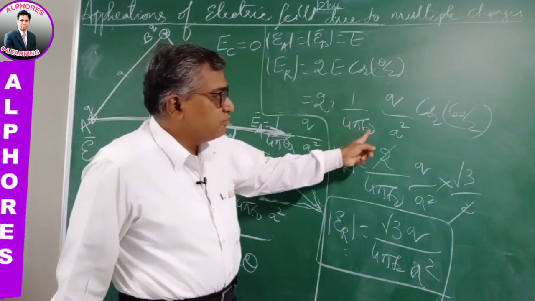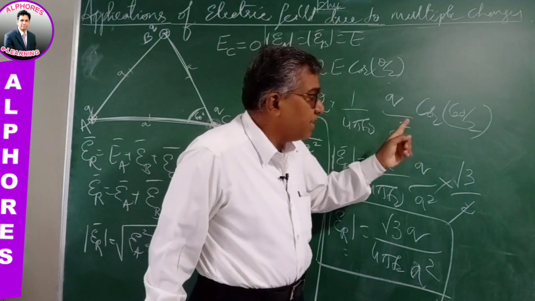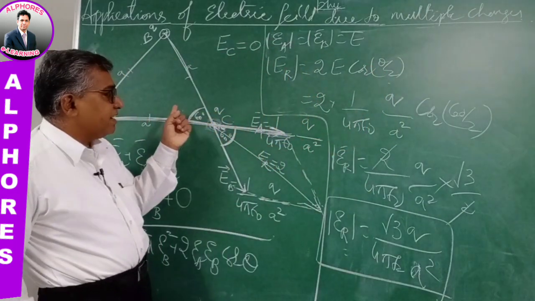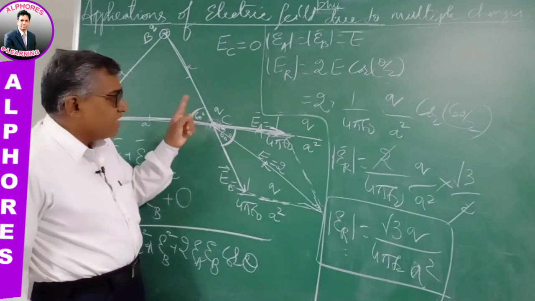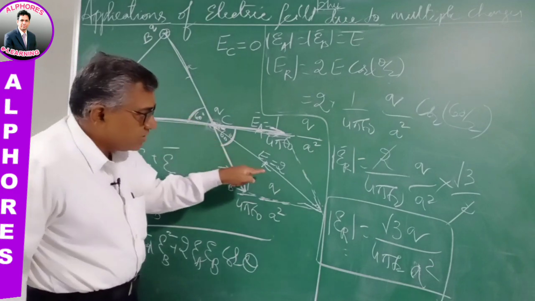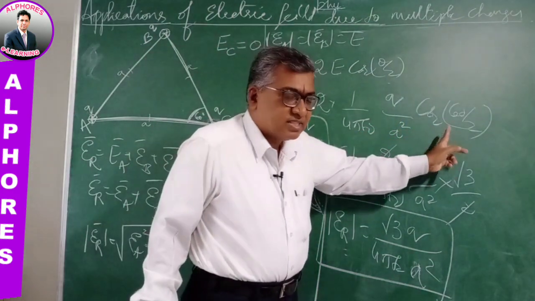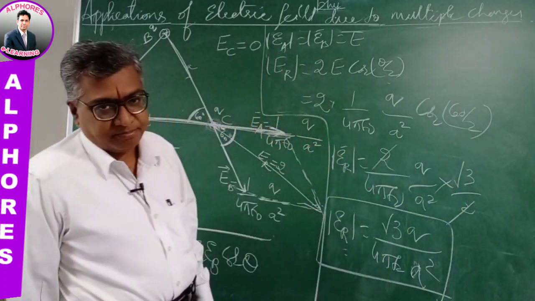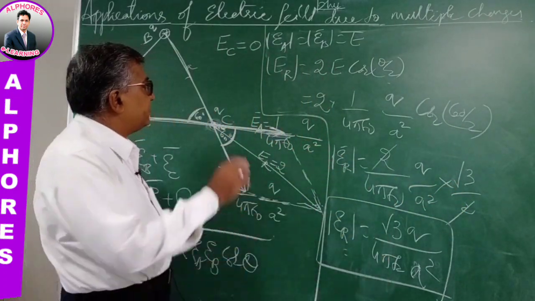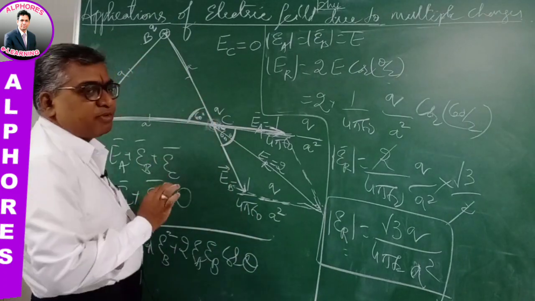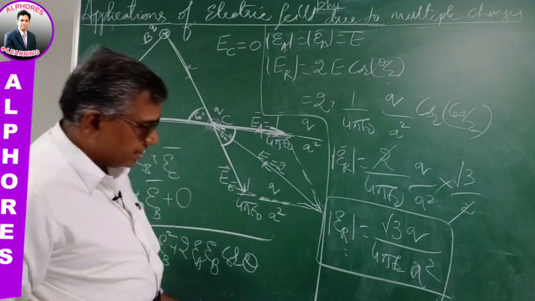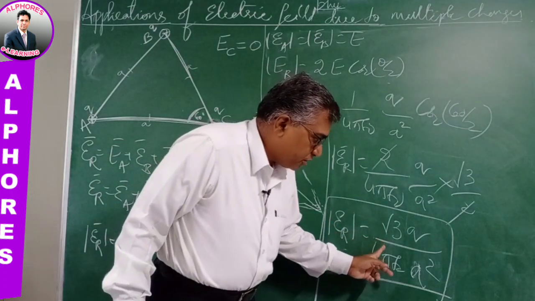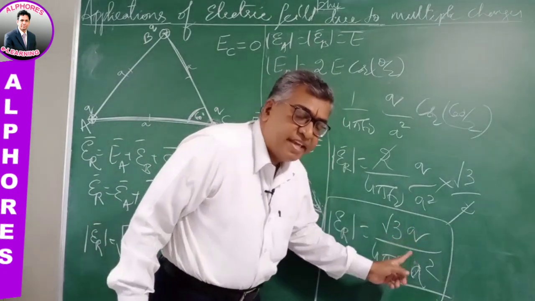E is the magnitude of either of the fields, EA or EB. It's 1 by 4 pi epsilon Q by A square, cos of half the angle between the vectors. It is an equilateral triangle, so the angle between the sides is 60, and the vertically opposite angle here is also 60. So therefore it is cos 60 by 2, that is cos 30, root 3 by 2. The 2 cancels. So if there are 3 identical charges placed on the vertices of an equilateral triangle, the resultant electric field has a magnitude 1 by 4 pi epsilon naught root 3 Q by A square.